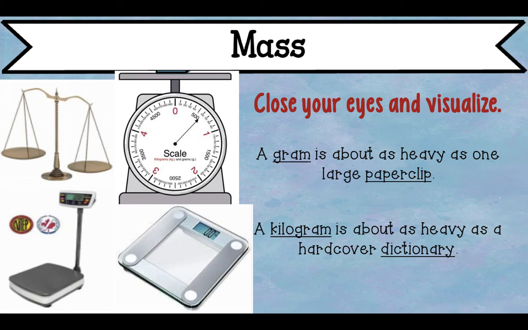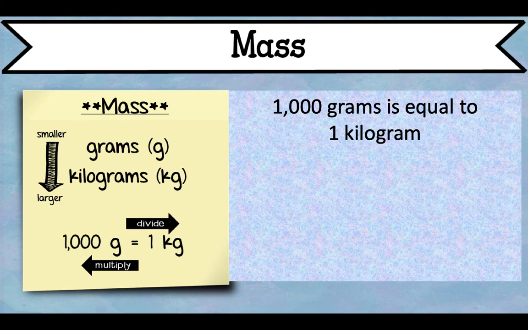A kilogram is about as heavy as a hardcover dictionary. So we typically don't use these in class anymore, but I'm sure that you've seen them, and you probably have used them, or you've seen your teacher use them. It's those blue or green dictionaries that we have in the classroom. They're pretty thick, they're pretty heavy. That's about 1 kilogram. So if you have 1,000 grams, that is equal to 1 kilogram. So if you take 1,000 of those paper clips, that's going to end up having about the same mass as that one dictionary that we talked about.